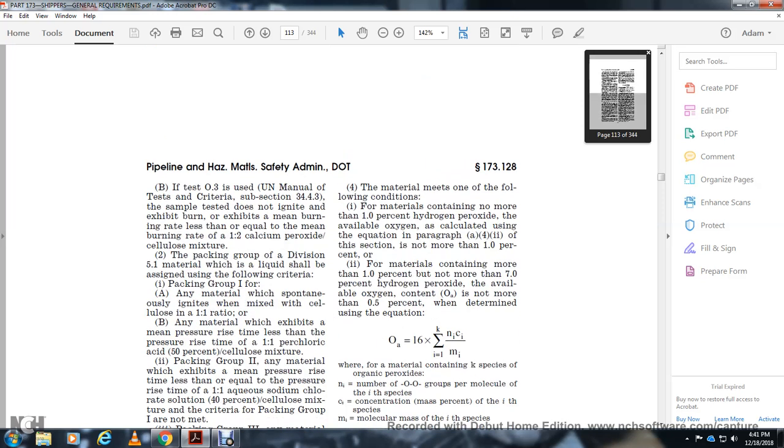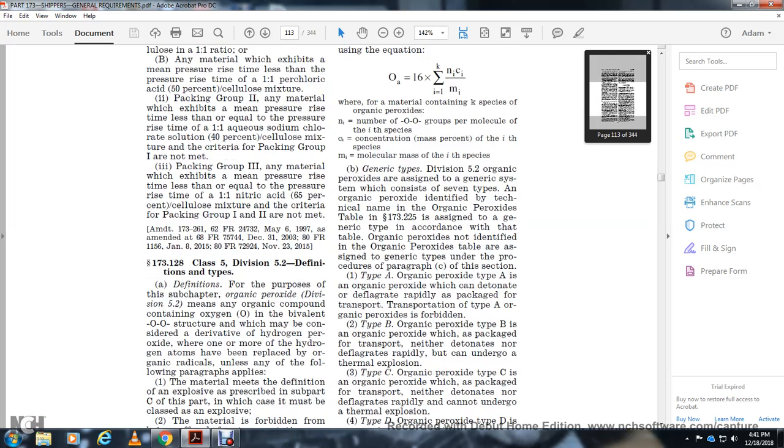The material meets the following conditions. The material contains no more than 1.0% hydrogen peroxide of the equivalent available oxygen calculated using the equation in paragraph A4.2 of this section, or a material containing more than 1% but no more than 7% hydrogen peroxide, where the available oxygen content is not more than 0.5%, determined using this equation.